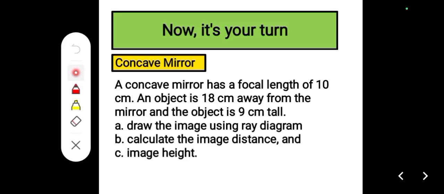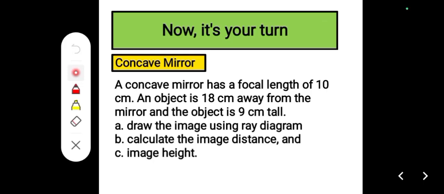Now, it's your turn. Given a concave mirror that has a focal length of 10 centimeters, an object is 18 centimeters away from the mirror, and the object's height is 9 centimeters, or the object is 9 centimeters tall. So first, draw the image using a ray diagram, the way it was done earlier.